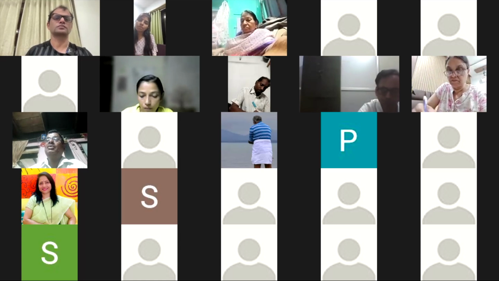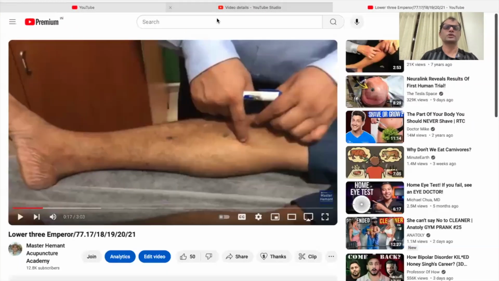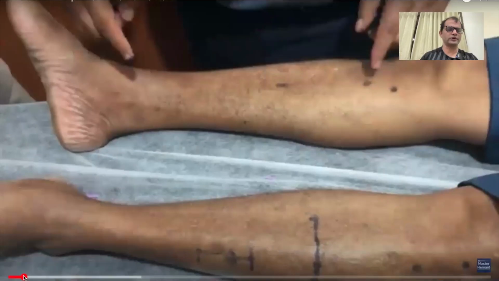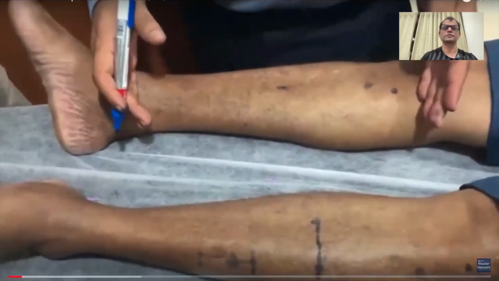So let's see, I will show you one video quickly. Suppose a person is not having lower back soreness, but is having soreness in the middle back and the upper back. You use lower 3 emperor. This is the lower 3. So we are discussing lower 3 emperor.